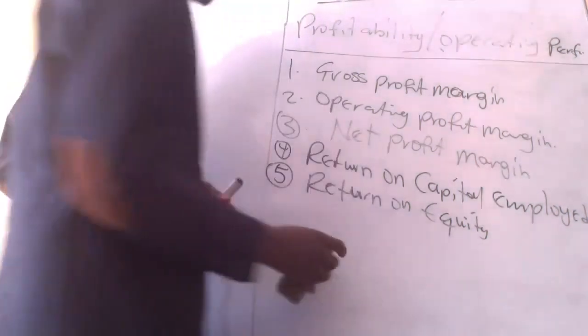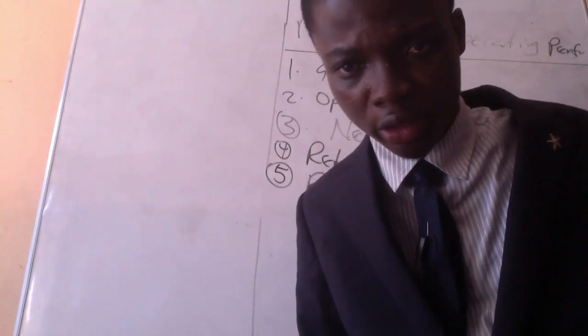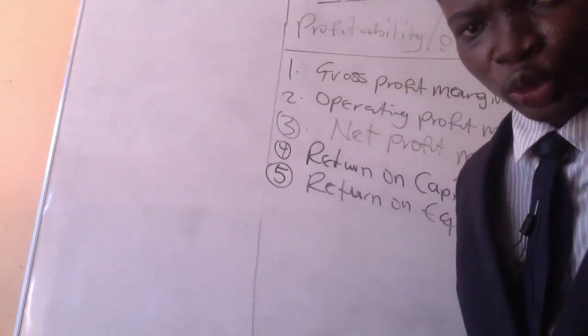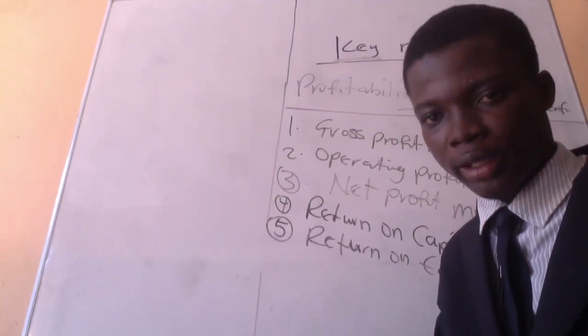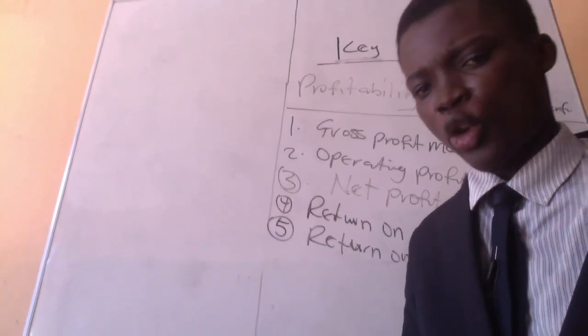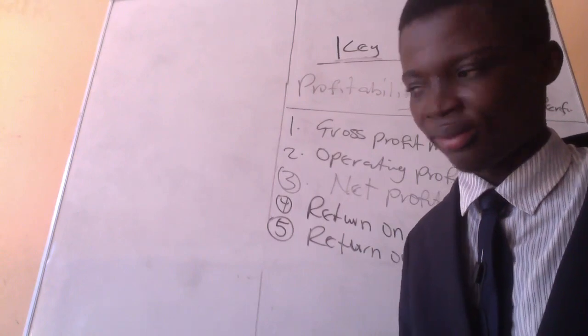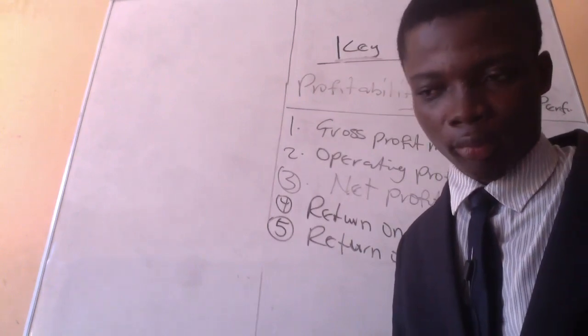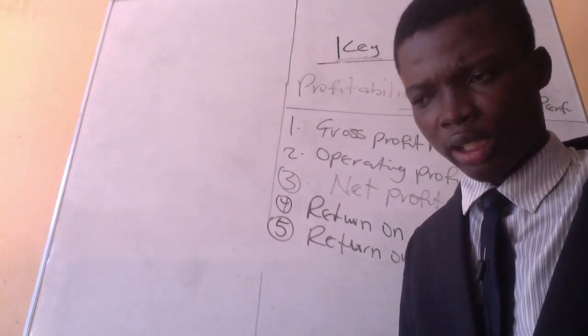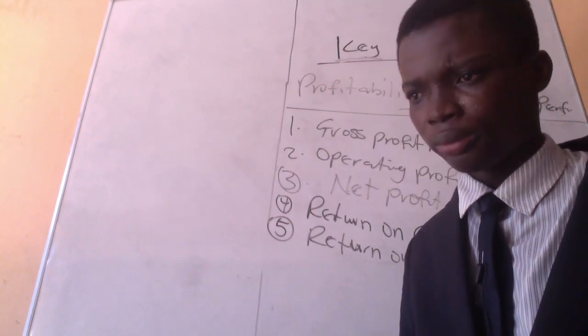So I am done with the profitability ratios for now. For the profitability ratios, the key ones are your margins and then your returns. You are done. Good. Now, can we move on to the next important ratio?